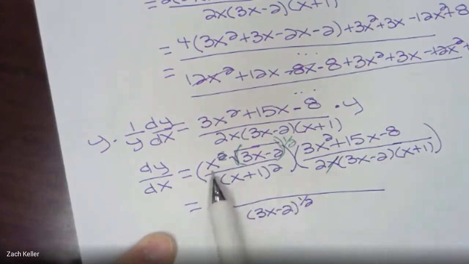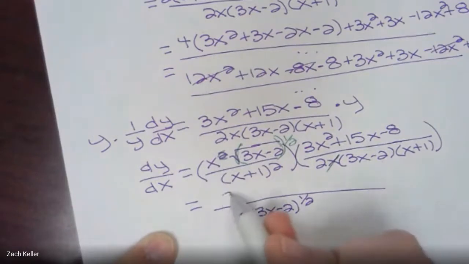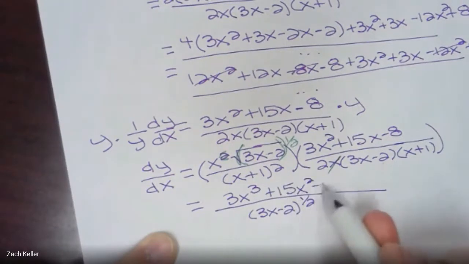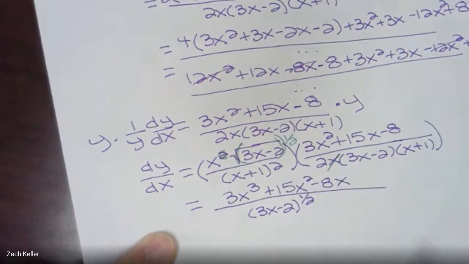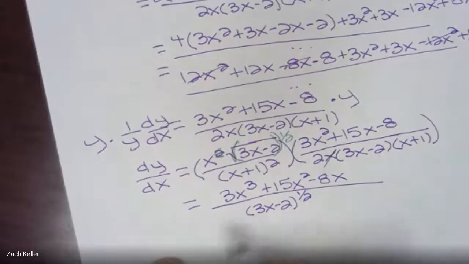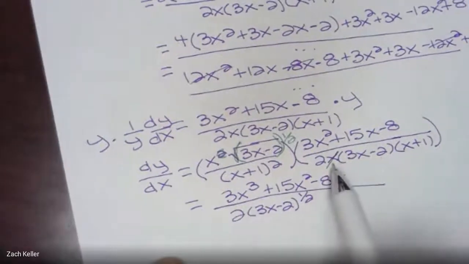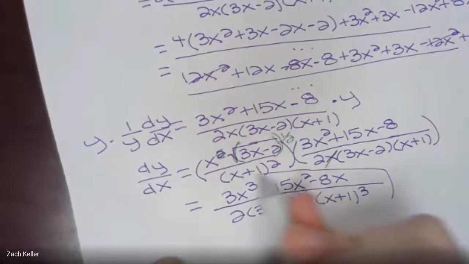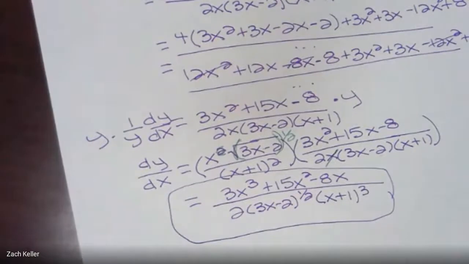The top will be an x left, so I can distribute the x through. So 3x cubed plus 15x squared minus 8x. And the bottom, I have the 2 out front. The x was canceled. The 3x minus 2 I took care of. And then I have an x plus 1 to the third. So lots of simplification on that one. Does that help on that one?